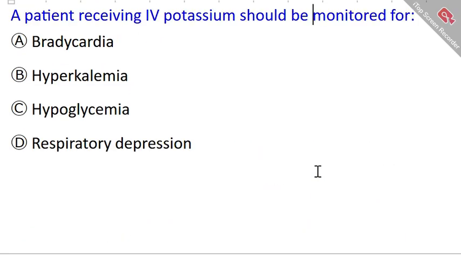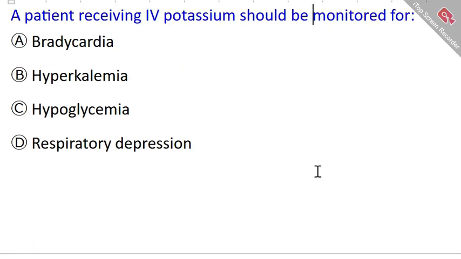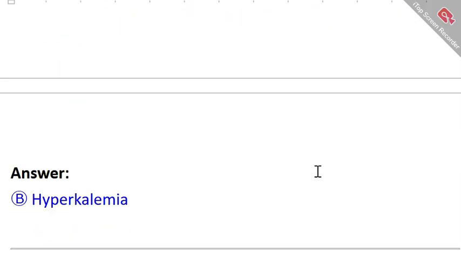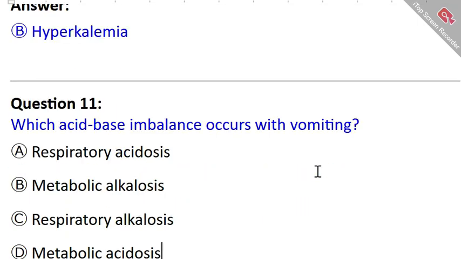Question number 10 is, a patient receiving IV potassium should be monitored for what? When someone is receiving IV potassium, which electrolyte will the nurse monitor? In this scenario, the correct option is option B, hyperkalemia. So if someone is receiving IV potassium, the nurse will monitor for hyperkalemia. Let's move to question number 11.